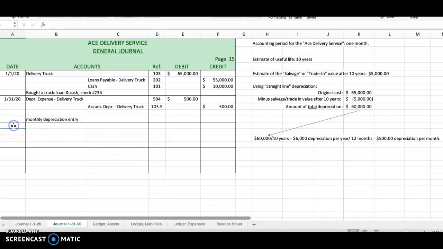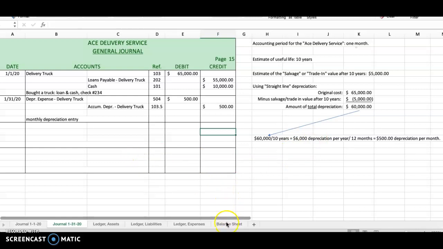Once again, when we go to February, we do the same entry. Put the date, depreciation expense would be debited, accumulated depreciation would be credited, and 500 would be the amount used. And that will be done every single month. And at the end of the year, then, you can see how much that would add up to. So it should add up to $6,000 because that's our annual depreciation rate. So that's the entry that we will be dealing with.